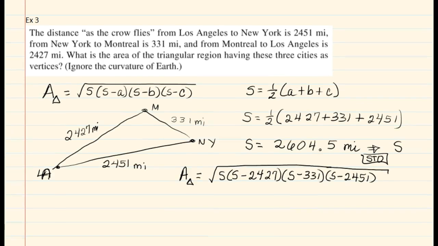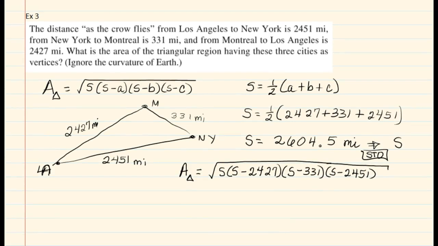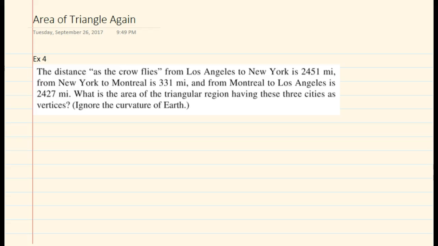We can stick it into our calculator just like this, and we should find the approximation for the area to be 401,664 square miles. So let's try this again, except this time let's use the area of a triangle formula. So we're doing the exact same problem.